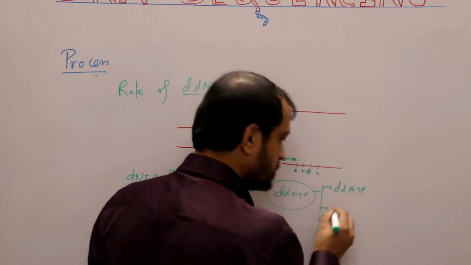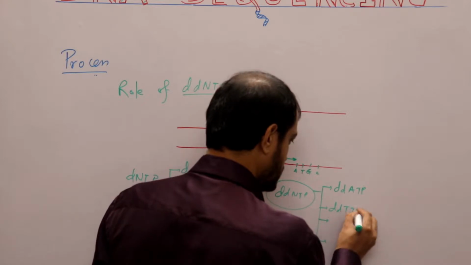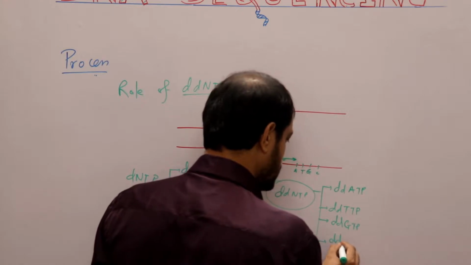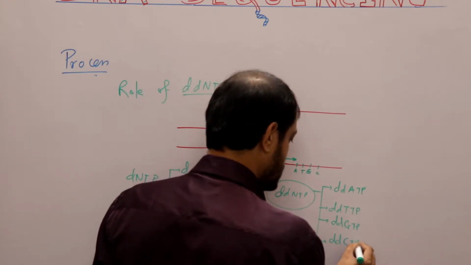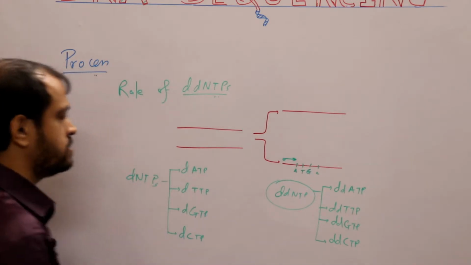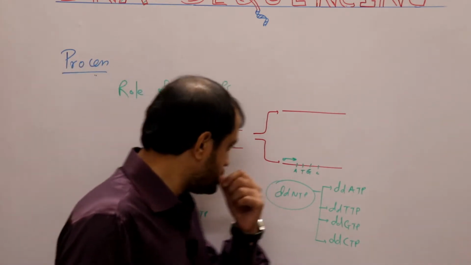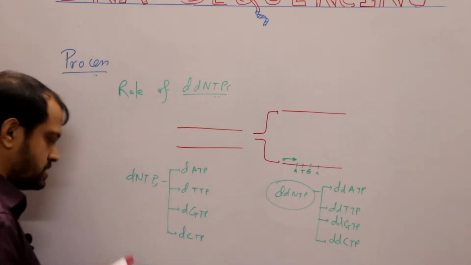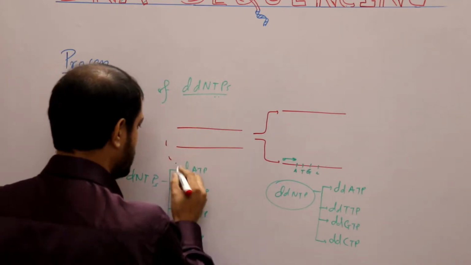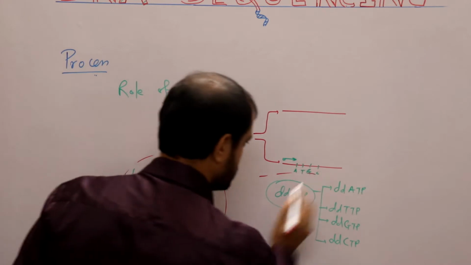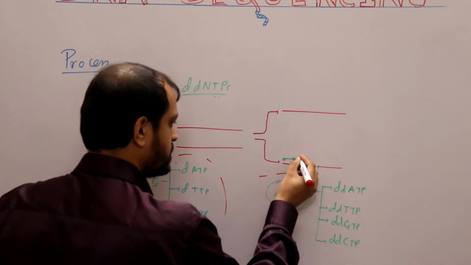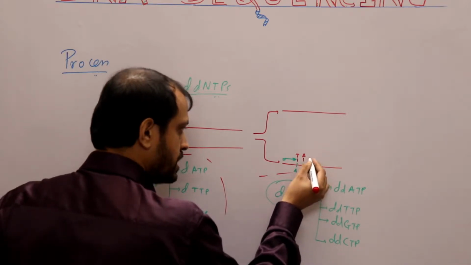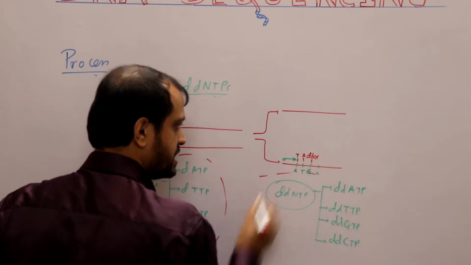Similarly, there are four types of ddNTPs: ddATP, ddTTP, ddGTP, ddCTP, right? So now suppose I have added all these dNTPs and ddNTPs here. Suppose now here what will be added? T, A. Suppose here a ddGTP is added.